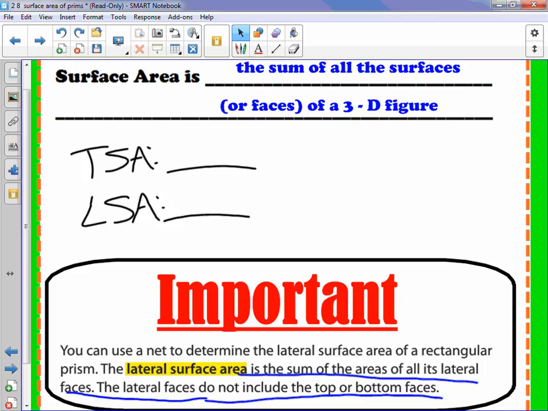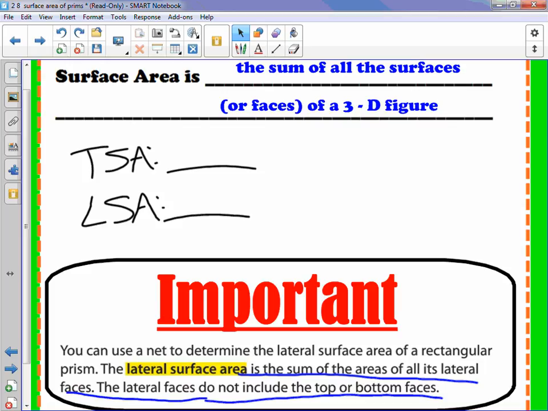Starting off, prisms. There are two bases for prisms. Every single prism has two bases. Every single prism has a rectangle as a lateral face. It doesn't matter if you have an octagonal prism, a hexagonal prism, a triangular prism, or a rectangular prism. Every single lateral face is going to be in the shape of a rectangle.